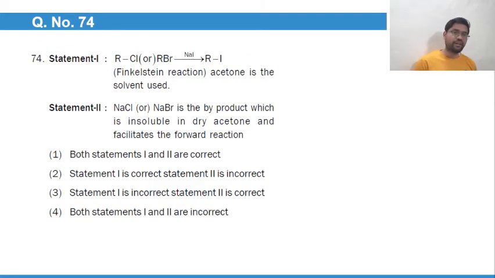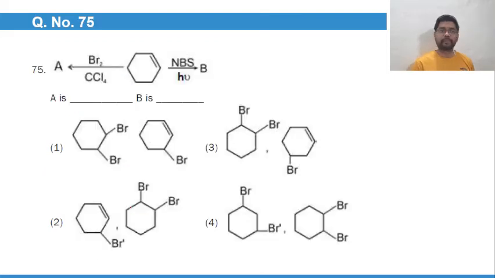Okay. 74. RCl or RBr with NaI gives you RI. Finkelstein reaction, acetone is the solvent over here. True. NaCl and NaBr is the byproduct which is insoluble in dry acetone and facilitates the forward reaction. True. So both are true. We'll go with option number 1.